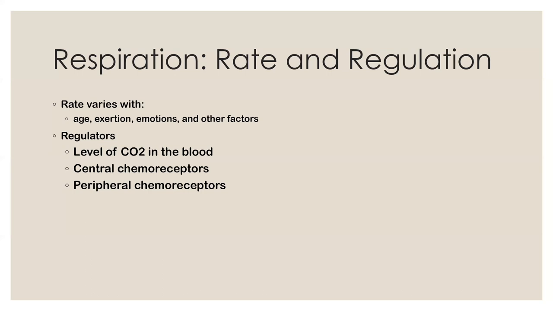And then you have peripheral chemoreceptors, which are in the carotid and aortic bodies. The partial pressure of oxygen in the blood is normally 80 to 100. So when it falls below normal, those peripheral chemoreceptors stimulate respirations. That's kind of what happens at that level.